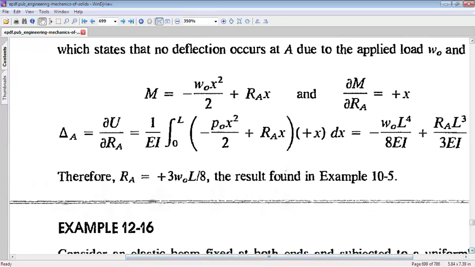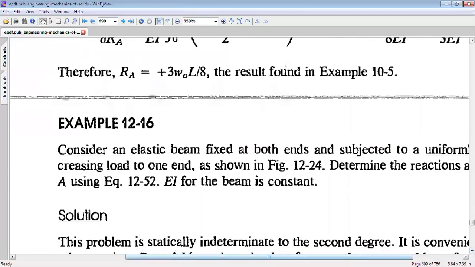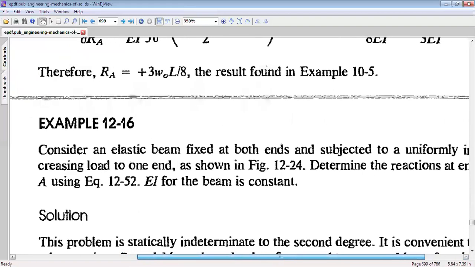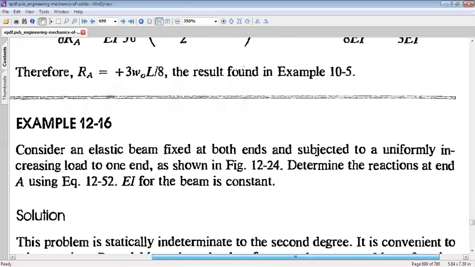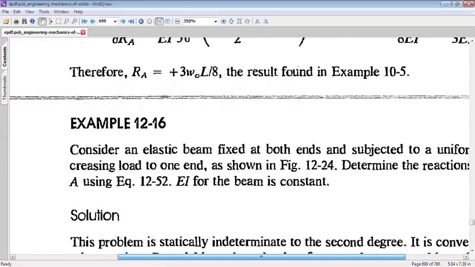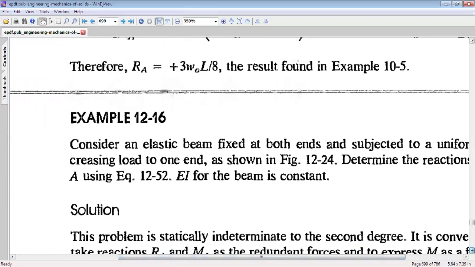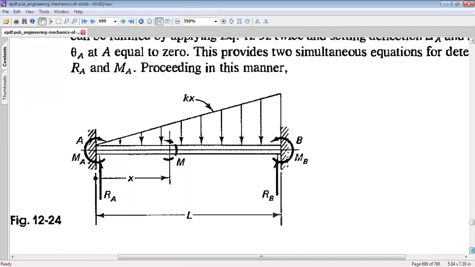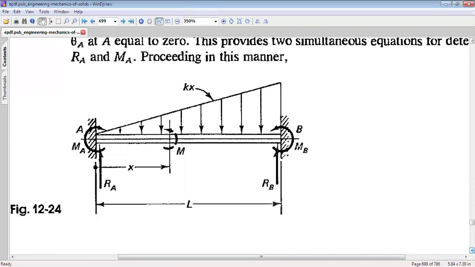Let us look at the next example. Consider an elastic beam fixed at both ends and subjected to a uniformly increasing load to one end, as shown in figure 12.24. Determine the reactions at end A using equation 12.52. EI for the beam is constant. So this is the problem we have to solve. This beam is fixed at both the ends, and it is experiencing a uniformly increasing load, which is zero at end A and uniformly increases up to point B.